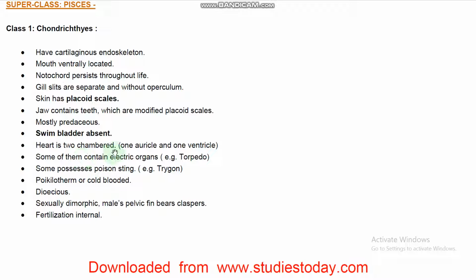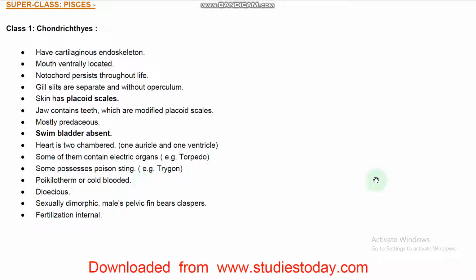Heart is two chambered, so they are also the same. Heart is two chambered with one auricle and one ventricle. And some of them contain electrical organs, like Torpedo. Some possess a poisonous sting, so Trygon is the example. So this is the electric ray, and this one is the stingray. Trygon is the stingray. Poikilotherms: all Pisces are poikilotherms only, cold-blooded organisms. Dioecious, sexes are separate, unisexual, sexually dimorphic, and male pelvic fins bear claspers.